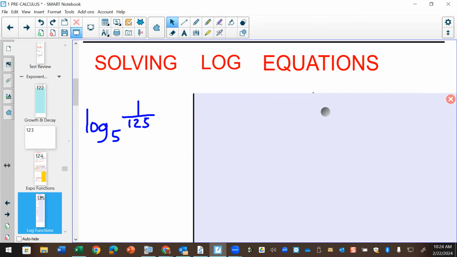Here's baby's first log problem. Good. 125. Thank you for your interest. Decimals are for non-winners. I've already said that. Okay, so there's our log problem.